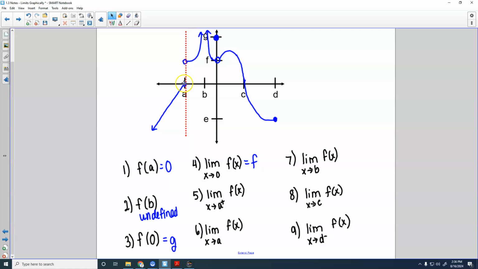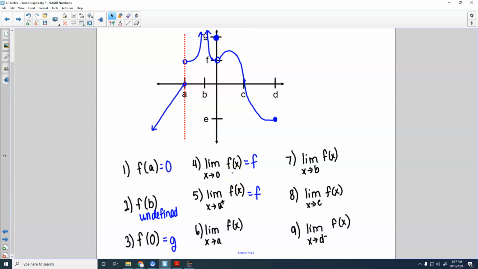Okay. Let's move over here to number 5. The limit as x approaches a from the right of f of x. Brady, what would we get as the limit as x approaches a from the right? It would be f. Very good. Because you're looking over here at this side. It goes to this open circle right here. Its y-coordinate is f. So, right side. Also important that you know your right from your left on these problems.